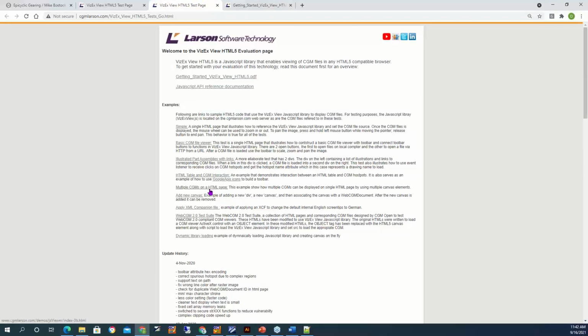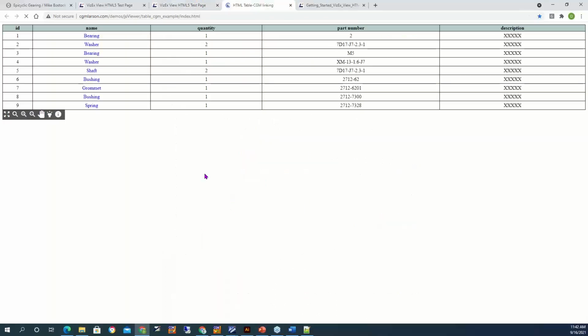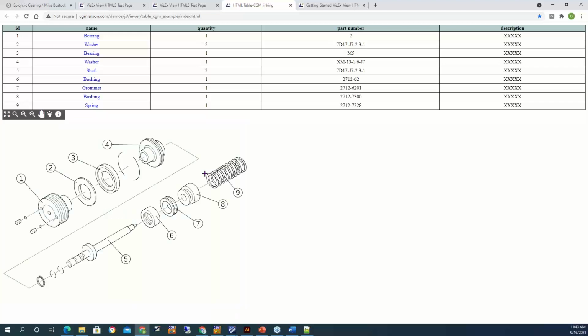And I've got some examples. There's one I show quite a lot, which is the HTML table along with the graphic. So we move over and it highlights as you would in a parts list. And this is all using Visage View HTML5. So this is the CGM. It's not an SVG and there is no plugin. So we give you that option, convert or keep what you have. And this works both ways. So if I click on the table, it will highlight in this direction as well. So that's one of the examples we give you in the evaluation.